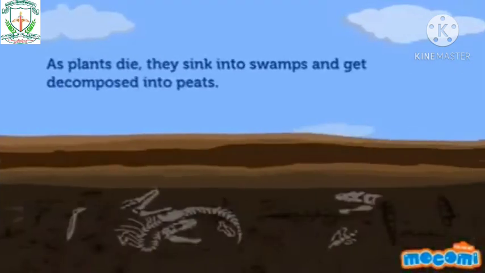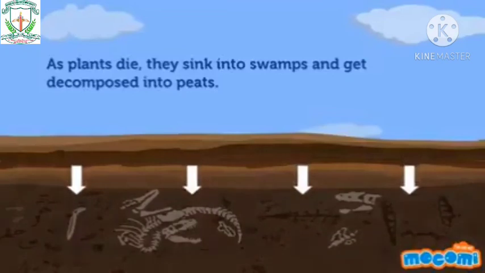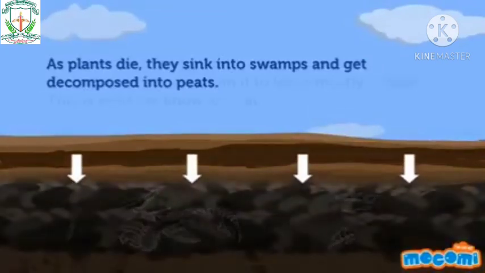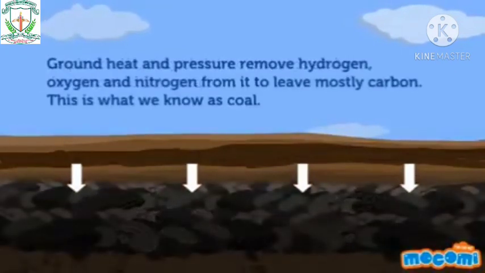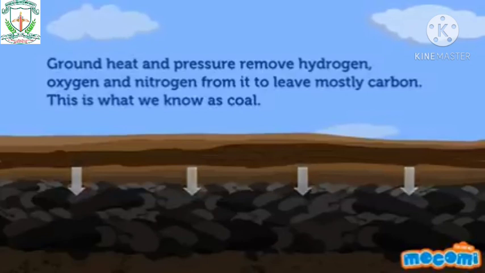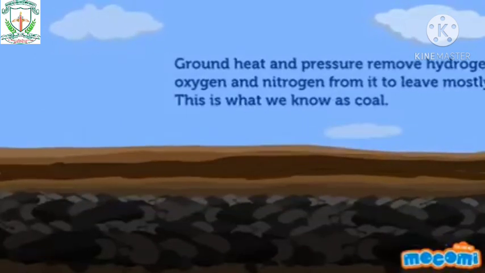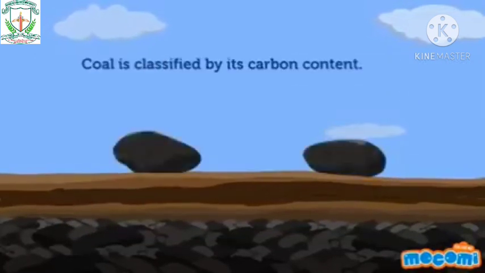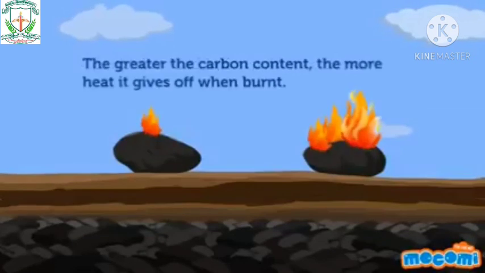As plants die, they sink into swamps and get decomposed into peat. Ground heat and pressure remove hydrogen, oxygen, and nitrogen from it to leave mostly carbon. This is what we know as coal. Coal is classified by its carbon content. The greater the carbon content, the more heat it gives off when burnt.